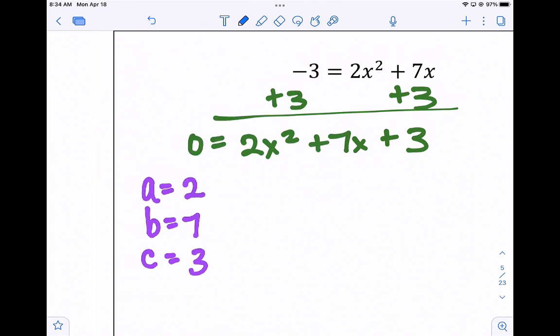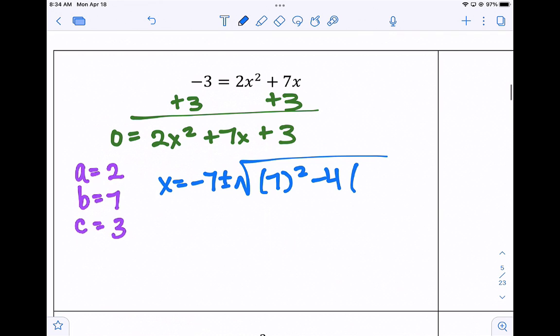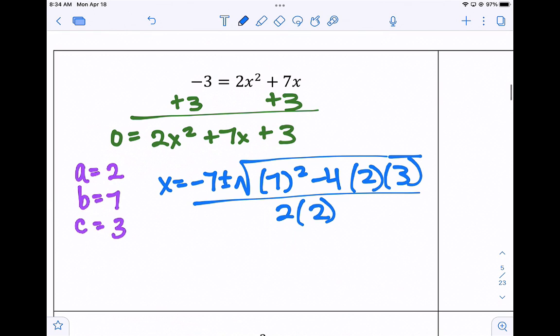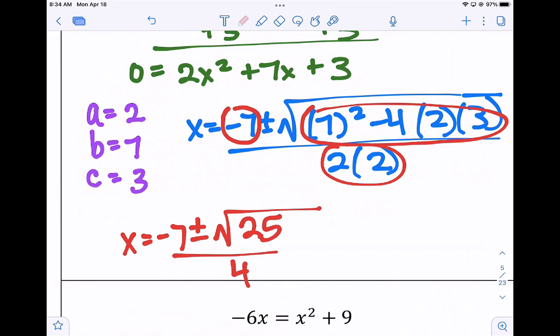Next step, we'll plug into quadratic formula, which we have right here. So x will be opposite b plus or minus the square root of b squared minus 4 times a times c all over 2a. So we'll plug in, and then I'll have you calculate these 3 numbers right here before we put in our final answer. So we'll have x equals negative 7 plus or minus the square root of 7 squared minus 4 times 2 times 3, so that number is 25. So you can either write the square root of 25 or just 5, and all of that is over 4. And then we split it up.